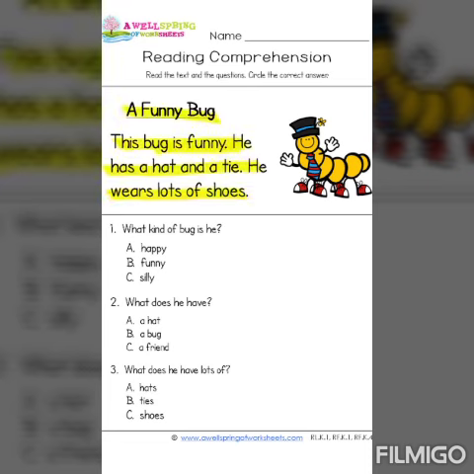Okay, read it again. A funny bug. This bug is funny. He has a hat and a tie. He wears lots of shoes. Okay, students. Now the questions are given. You have to read the questions carefully and have to answer.